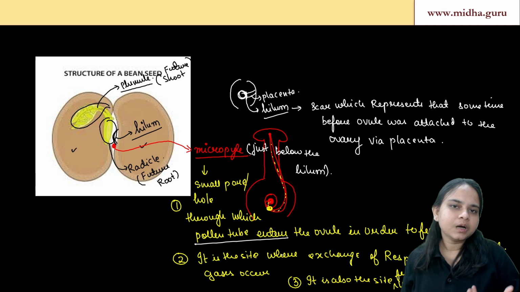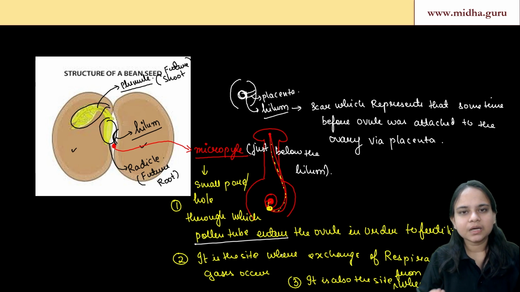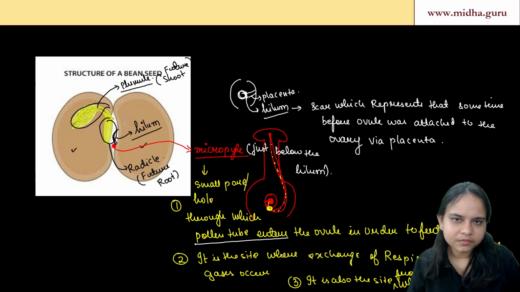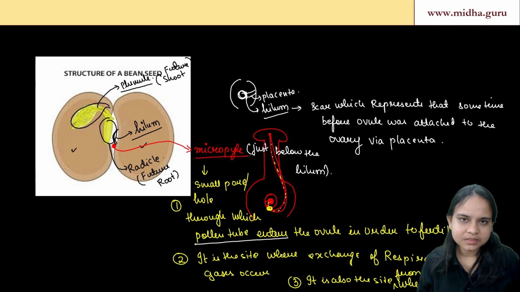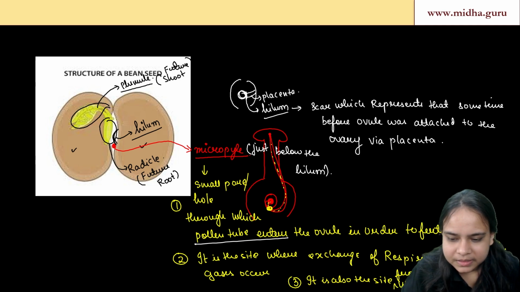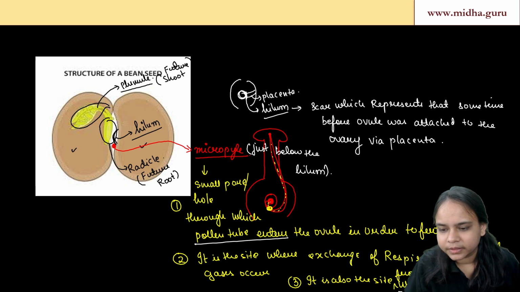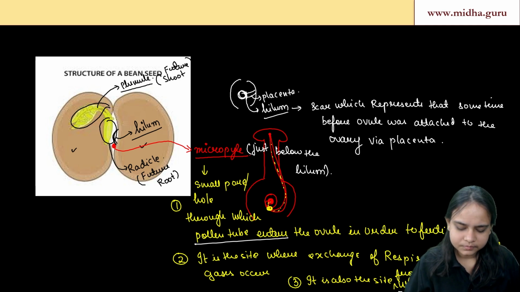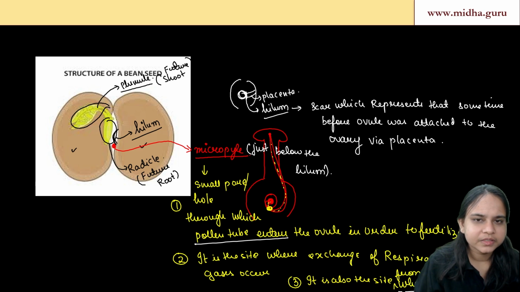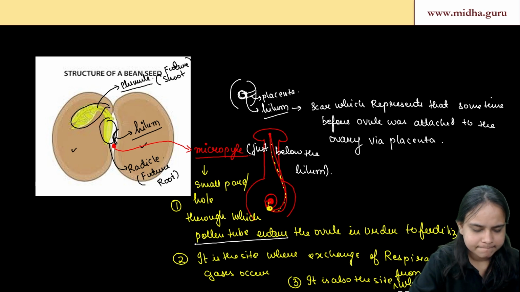Then for the embryo to develop, it needs water, right? It needs water for all the enzymatic actions to accomplish inside. So even this micropyle serves as a site for water to enter. So we are done with dicot seed.